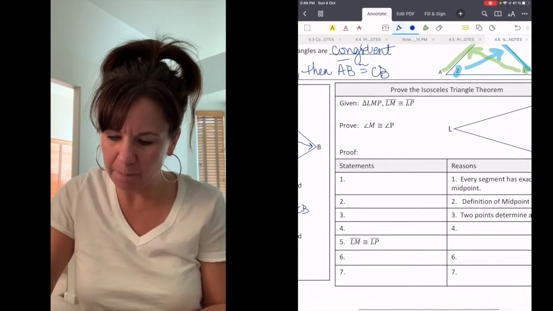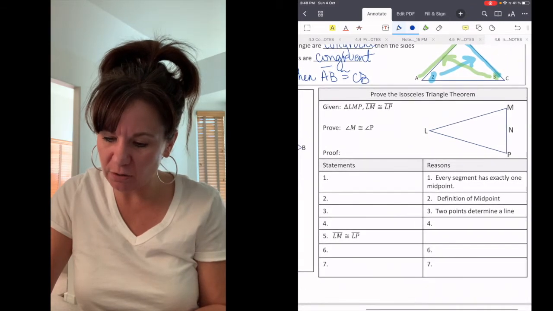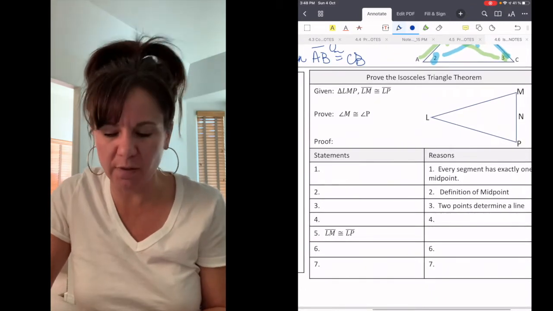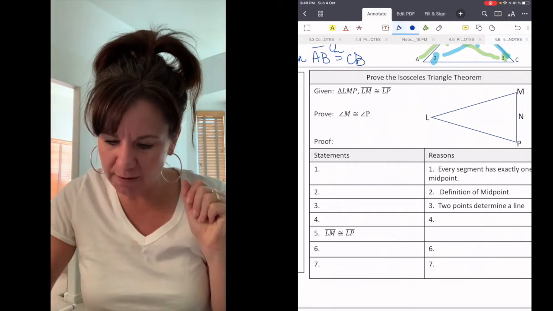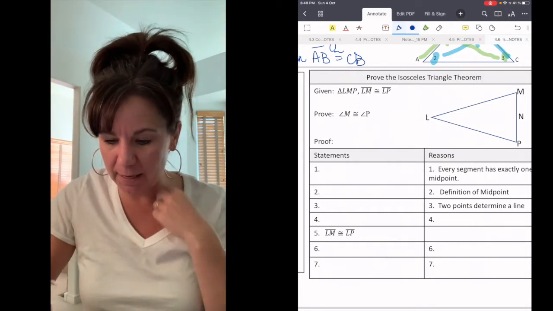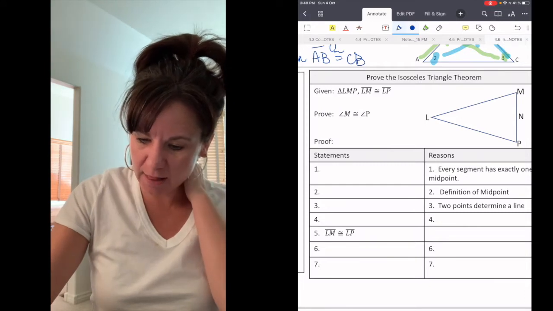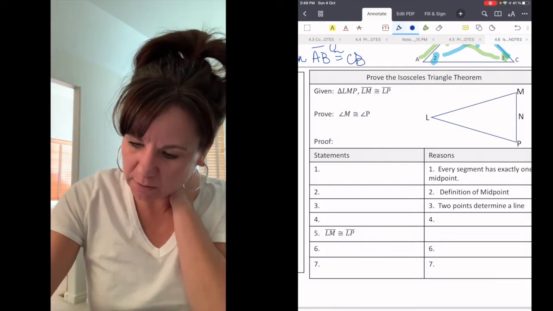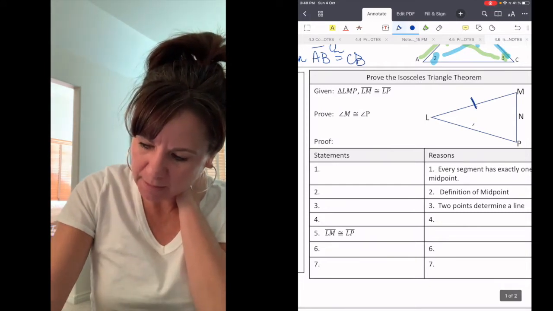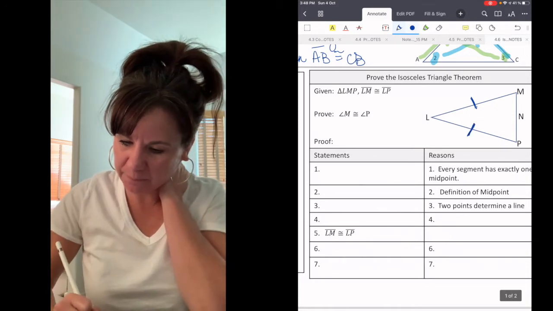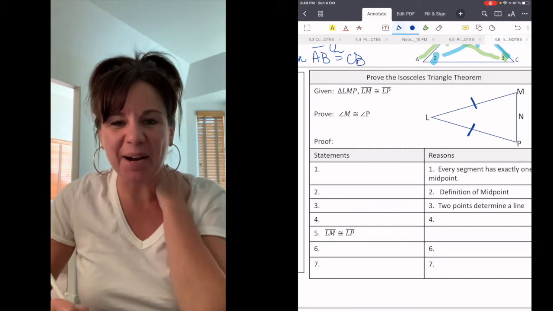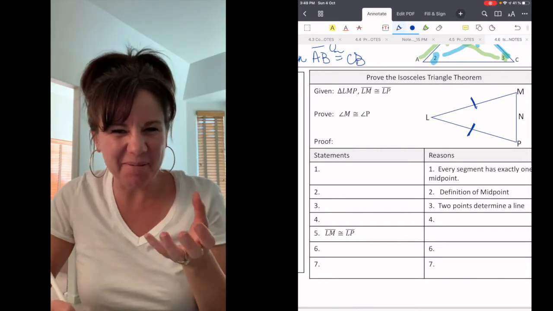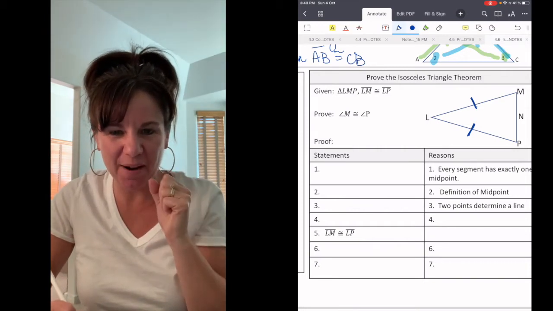Let's try a big one. We're going to prove the isosceles triangle theorem. Okay, let's see how this works. Given we have a triangle LMP, and we know that LM is congruent to LP. So let's mark that. I'm going to walk you through this one. It's kind of complicated, but it's kind of cool the way it all comes together.